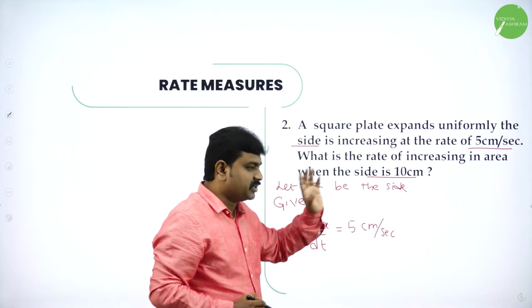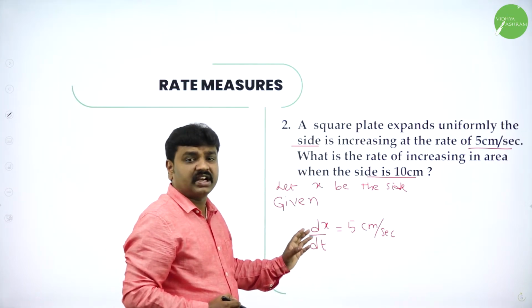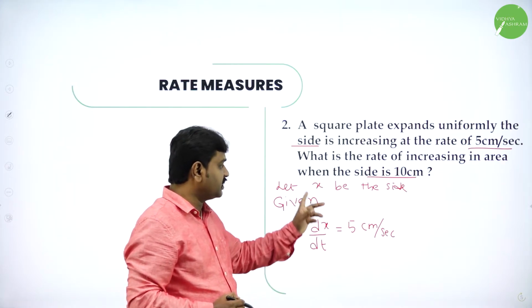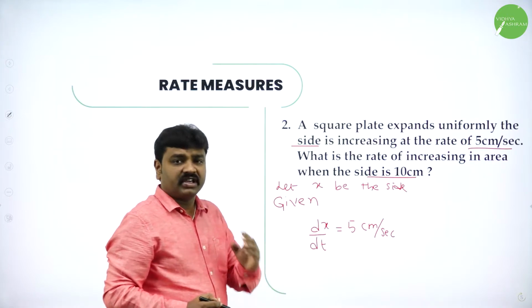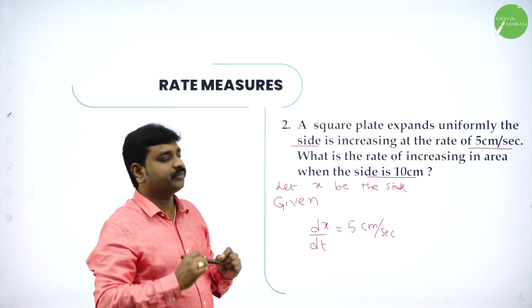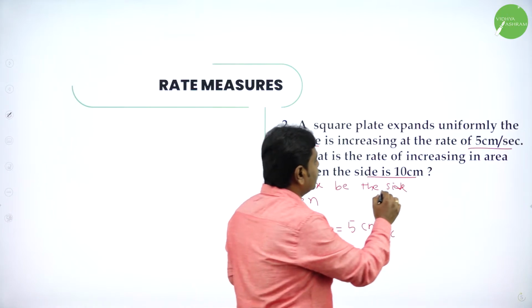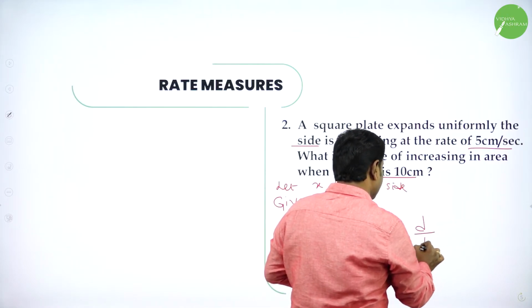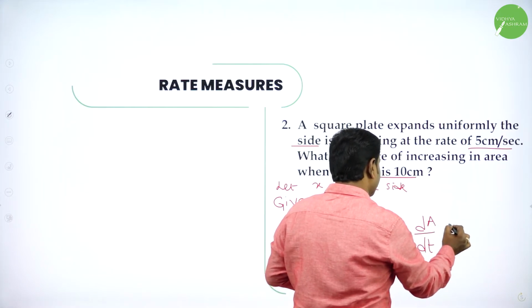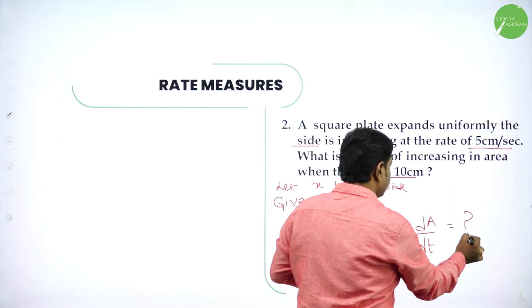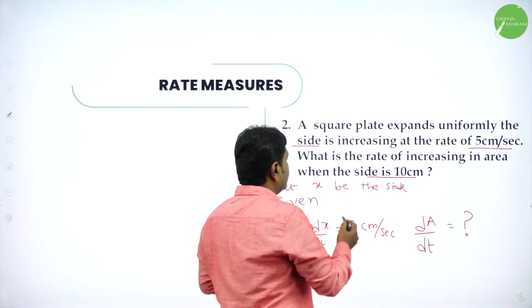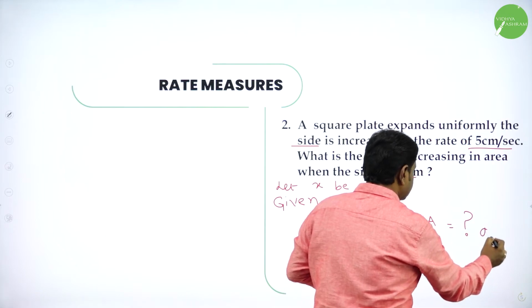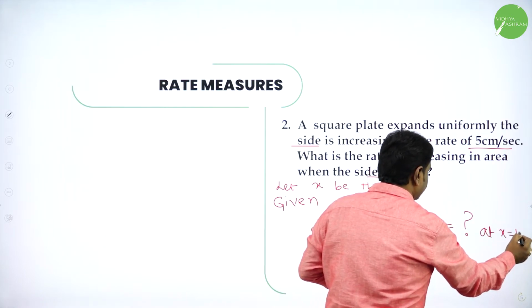So I am assuming x be the side. Side is increasing at the rate means rate of change of side. Rate of change of side means d by dt of side. Side here is x. So d by dt of x is 5 centimeter per second. That is given. Further, what is the rate of increase of area? They want you to find d by dt of A. This is the question mark. And they want you to find this when the side is 10 centimeter, at x is equal to 10.